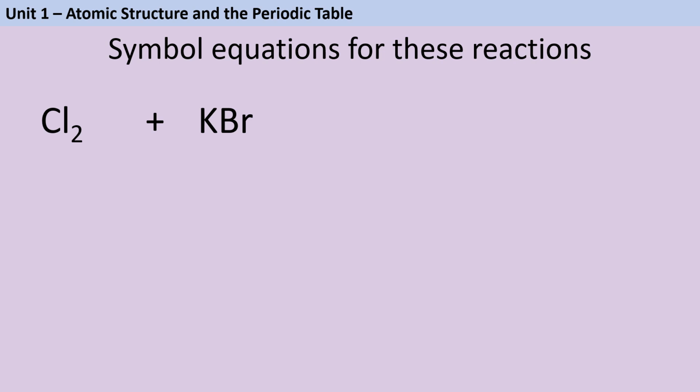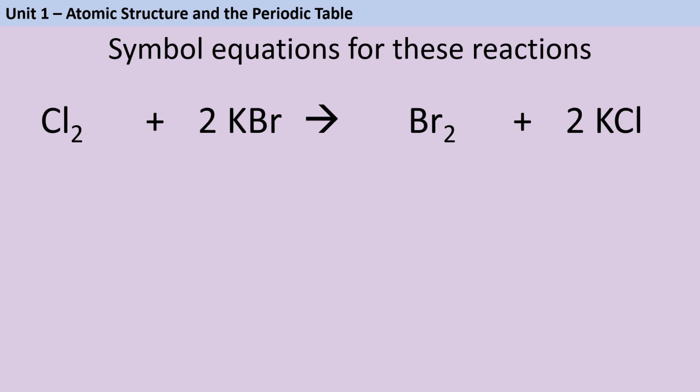We can show these reactions using symbol equations. When chlorine reacts with potassium bromide, the chlorine displaces the bromine and takes its place. We form bromine and also potassium chloride. Then we need to balance the equations by using coefficients so that there are the same number of atoms of each type in the reactants on the left and the products on the right.